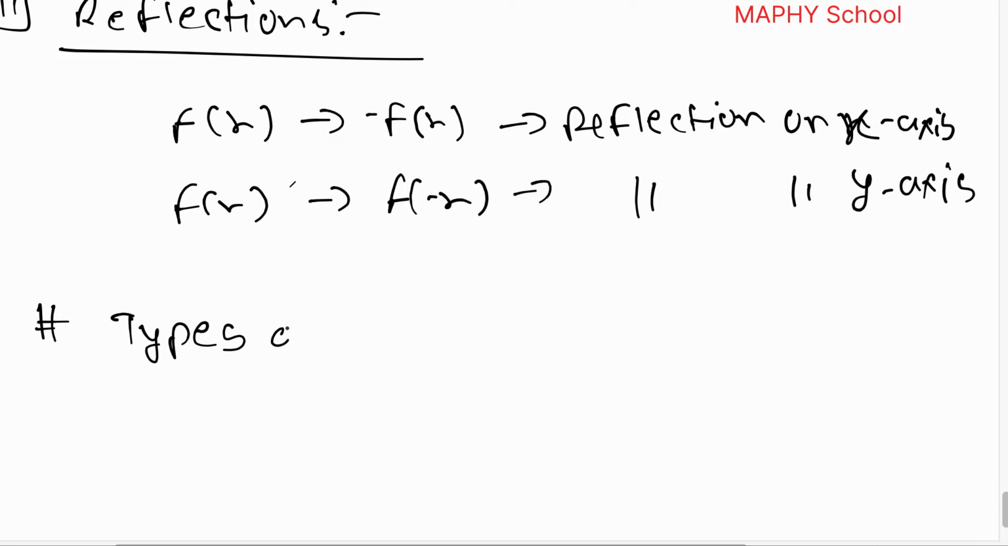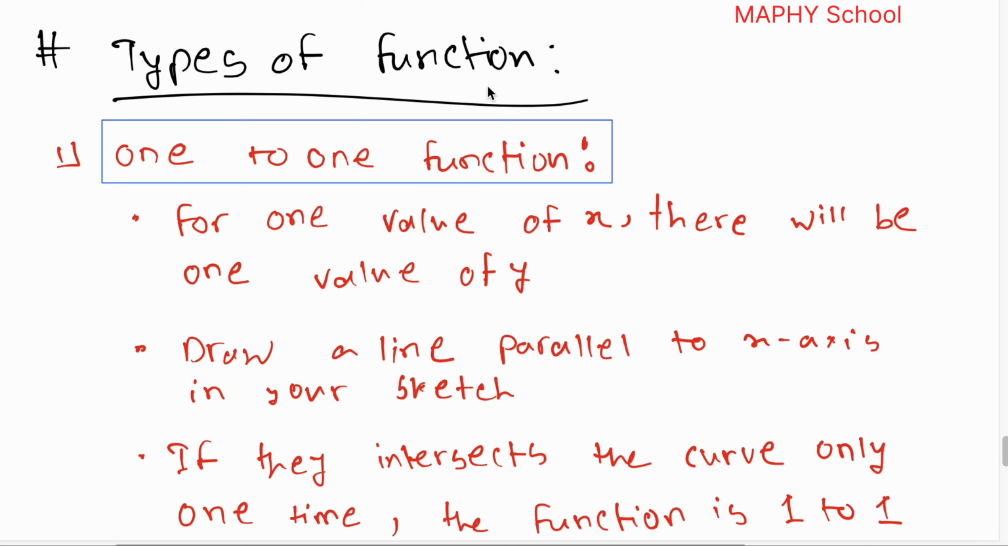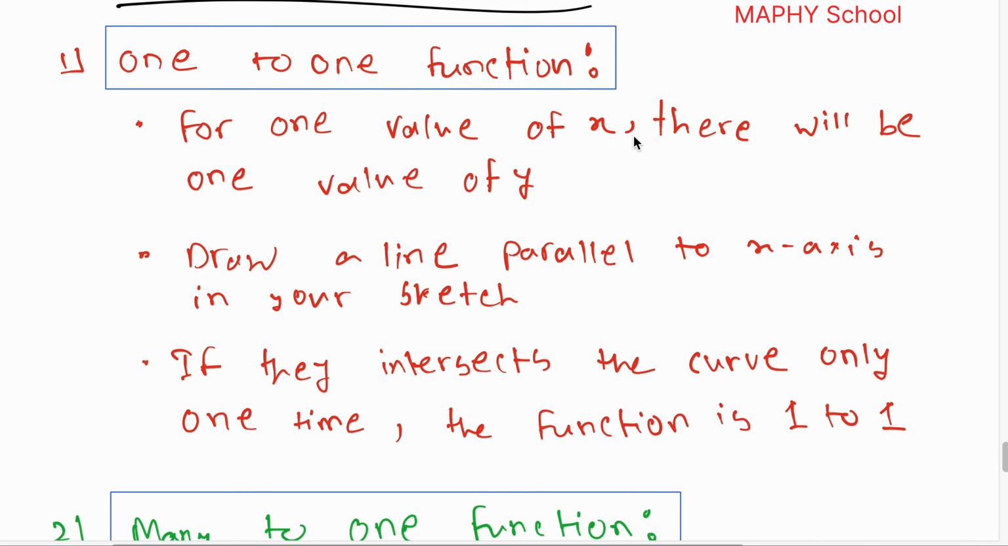Types of function. There are basically two types of function. Number one, one-to-one function. Number two, many-to-one function. But one-to-many is not a function. Types of function. Number one, one-to-one function. For one value of x, there will be one value of y.